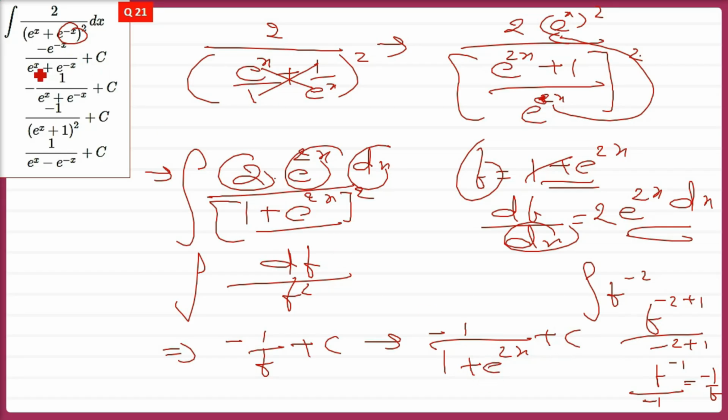But incidentally, we are not getting the answer here. So we have to change this answer in order to match one of the 4 options. How can it be done? Because we need to match them, right? 1 by (1 plus e^(2x)) is not the answer.